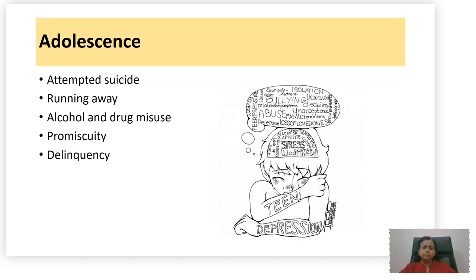Similarly, if you look at the adolescent age group, they may attempt suicide, they may run away, and alcohol or drug misuse can be seen. Promiscuity and delinquent behaviors are seen in the adolescent age group.